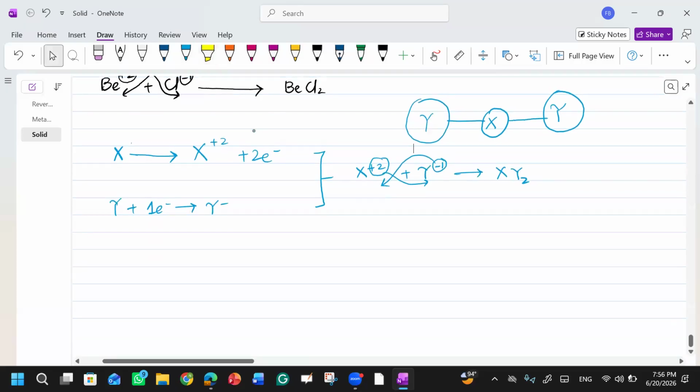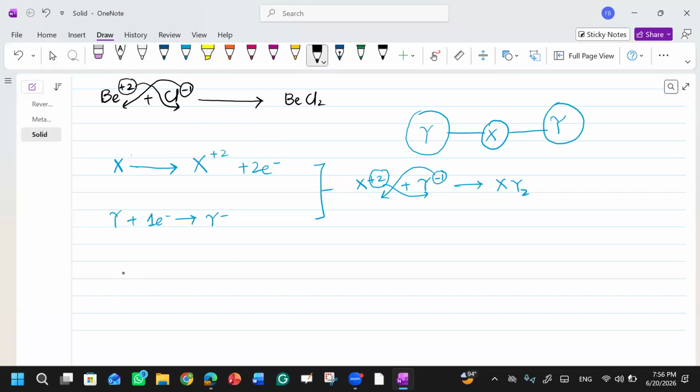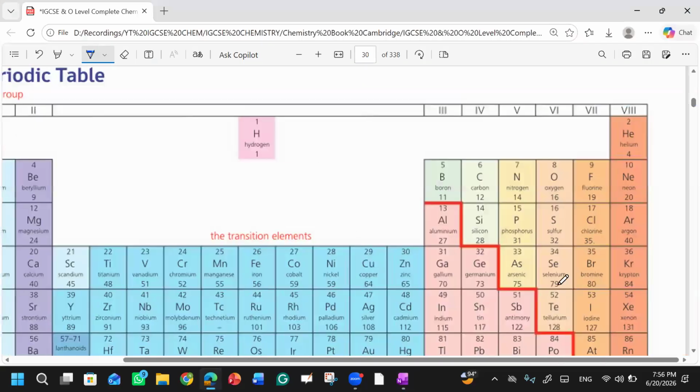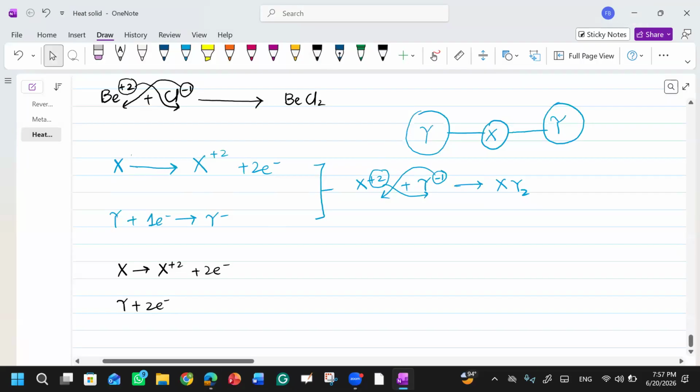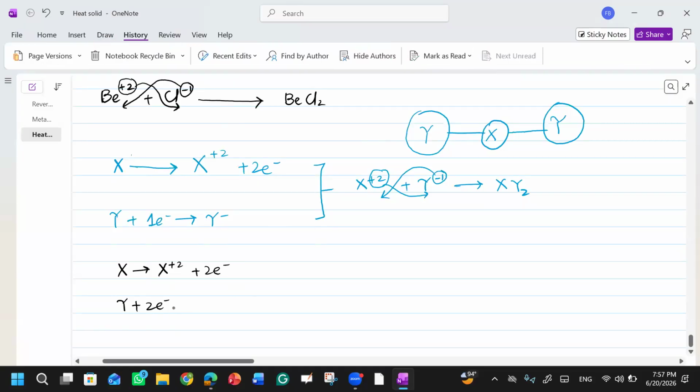Now for example I have X, and that X is losing 2 electrons, and on the same side I have Y which is gaining 2 electrons. Like for example the atoms of group number 6, oxygen, sulfur, selenium. Group number 6 means they have 6 electrons in the valence shell. So what do they need? They need 2 electrons in their valence shell. So there are atoms which will gain 2 electrons. So this is the final form.